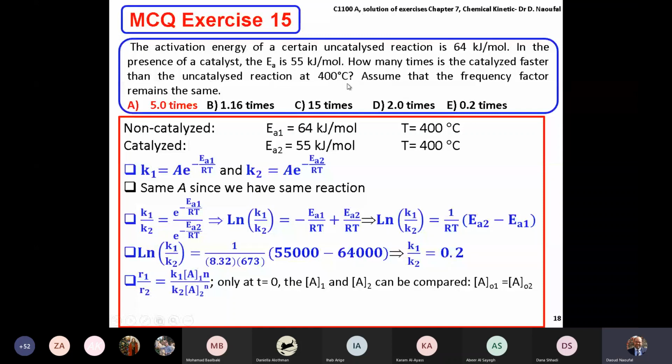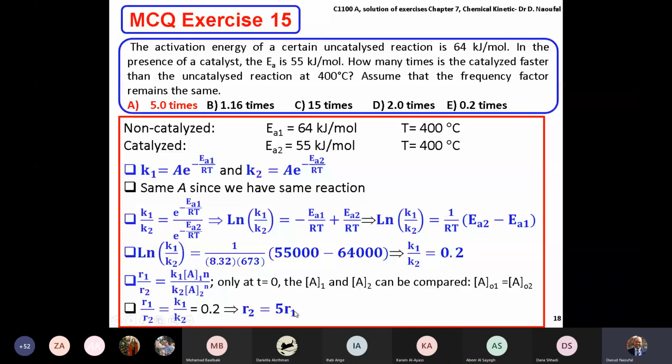We should add at T equals 0. It's not mentioned, so we have to know that we can compare only these two reactions at T equals 0. We cancel A1N, A2N, so we obtain R1 divided by R2 equals K1 divided by K2, and therefore R1 divided by R2 equals 0.2, so R2 equals 5R1.